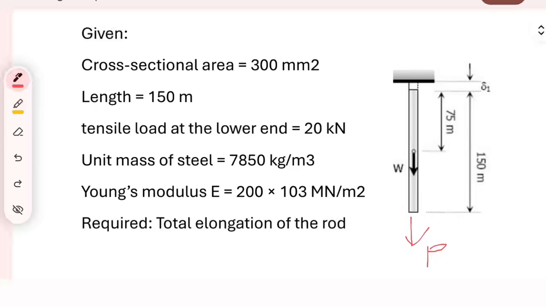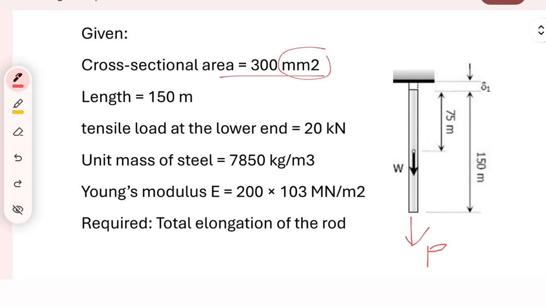We have here a problem where we have to solve for the elongation of the rod. We are given the figure here. We have the rod, which is made of steel. The total length of the rod is 150 meters. And the weight of the rod, of course, acts from the center of the rod. So that's the weight over there, about 75 meters from the top.